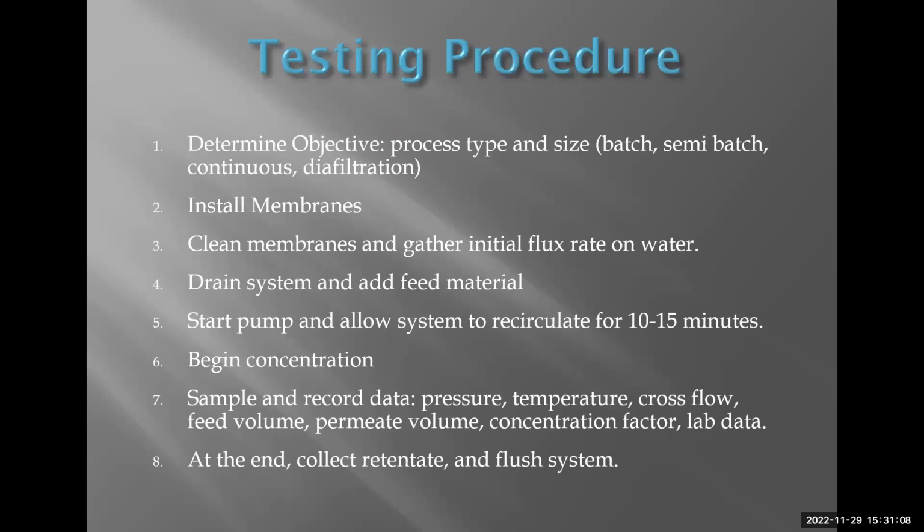And finally, going to talk about basic testing procedure. The first thing you ever want to do with testing procedure is just determine what the objective is, what kind of process you're going to be running, whether it's batch, semi-batch, continuous, if you're going to be doing diafiltration or not, what the size of the batch is, what the objectives are for concentration. And then you're going to go ahead and install your membranes once you decide if it's MF or UF or RO or NF that you're using. You'll clean the membranes and gather your initial water flux.